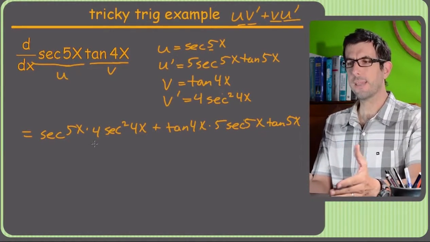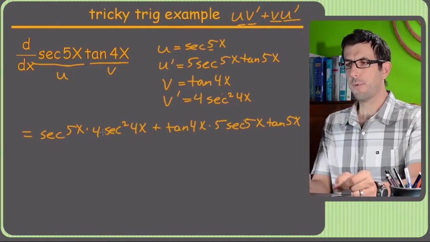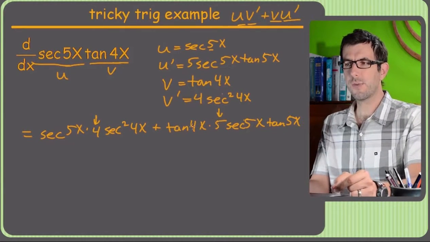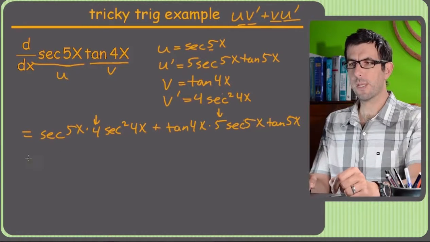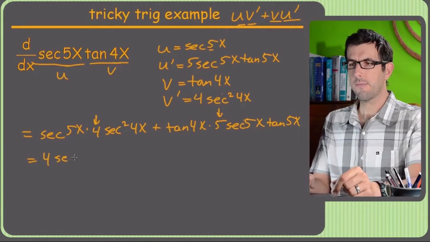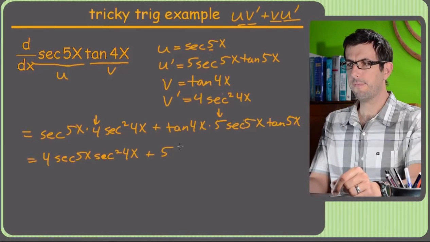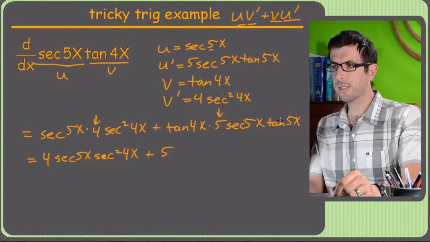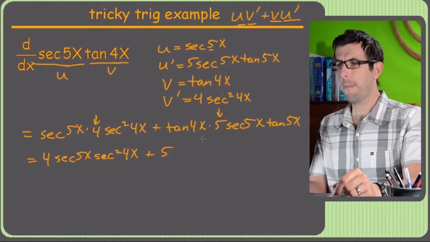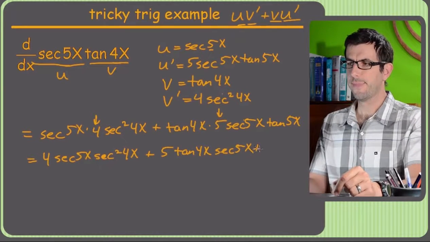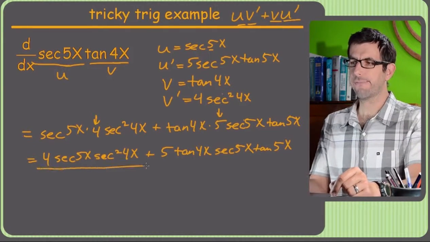All right, so again, it doesn't look as bad as it could have. I would rewrite it, just this 4 sitting in the middle right here doesn't look good to me, and that 5 doesn't look good. It'd be too easy to confuse those with the 4x and multiply them in. So I would rewrite this one as 4 secant 5x secant squared 4x plus 5. And we can't combine any of this, right? Because we have a tan 4x, tan 5x, secant 5x. None of that stuff can be mixed and matched, really. So we got 5 tan 4x secant 5x tan 5x.